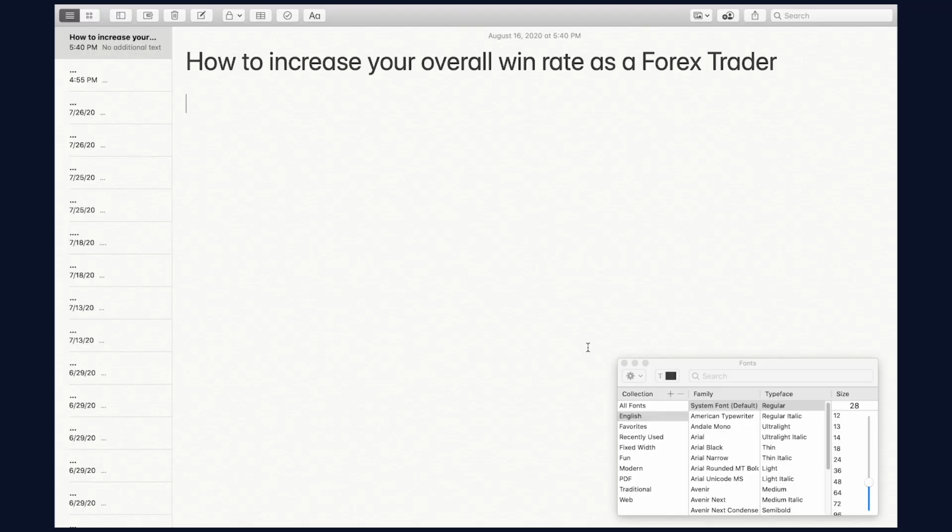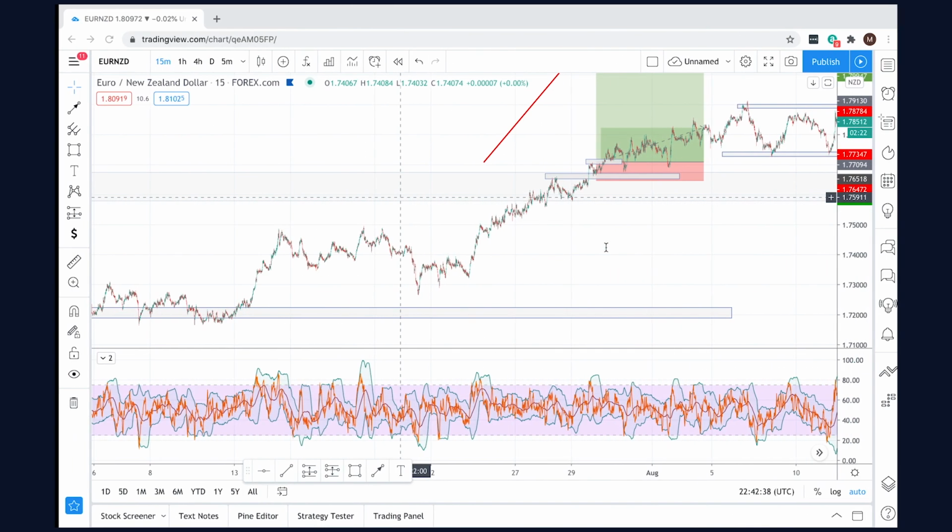All right, so we're going to dive right into it. Today's topic is how to increase your overall win rate as a Forex trader. Now I'm going to go over a few ways and steps that will help you increase your overall win rate as a Forex trader. The first thing we are going to talk about is understanding the trend. All right, so let's dive right into the charts and I will go into more details on this specific topic right here.